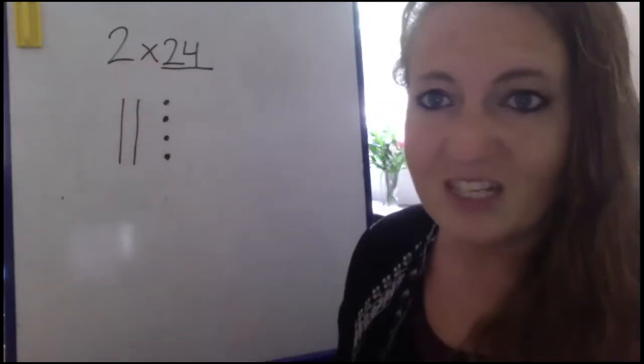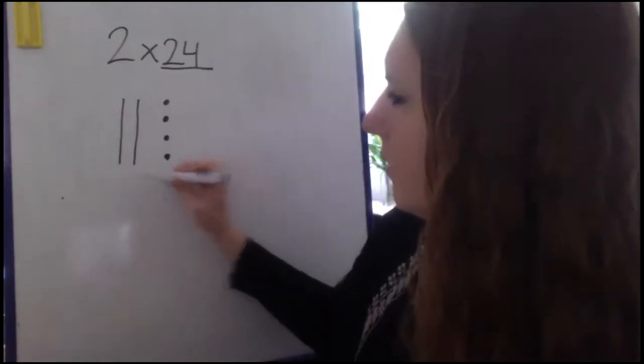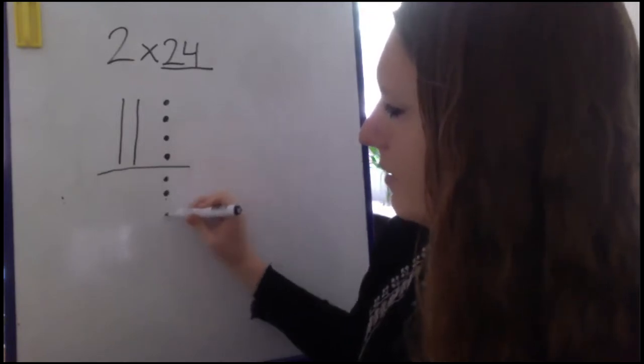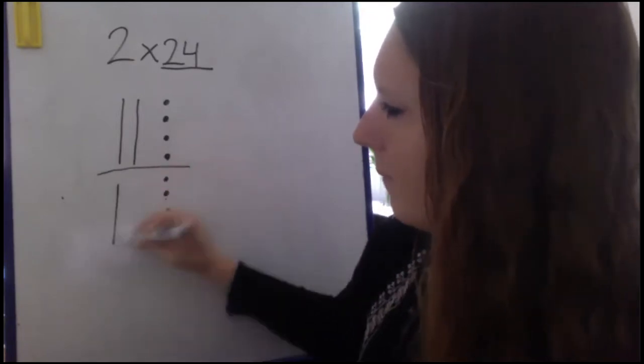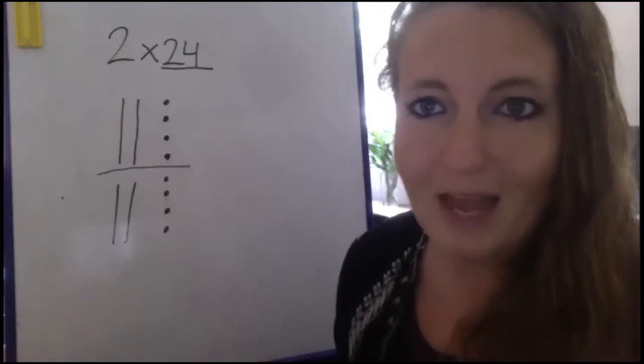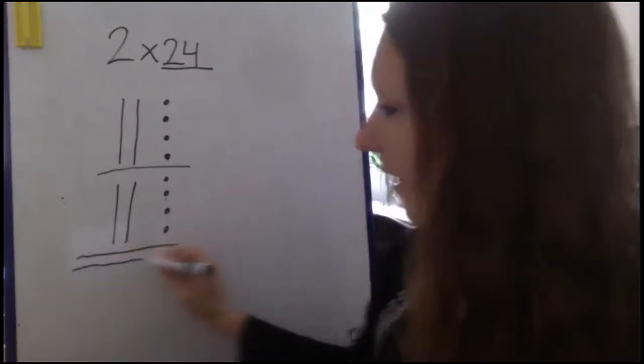So I just need to go ahead and do that again. I'm going to put it under the other. So if you want to draw a line, that's absolutely fine. And I'm going to do the same thing. So this is my other 24. So there I have 2 24s. And now it's easy enough. All we need to do is add them together.